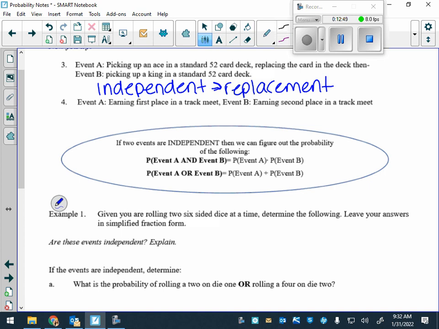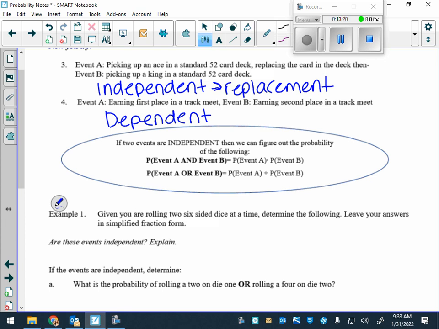Earning first place in a track meet, then earning second place. Yeah, Noel. Why? Perfect. Excellent. Very good. For number 3, would it even matter to put it back because it's a different card? Like, you're picking up an ace and, yes, because the probability changes. Okay. The total lessens.